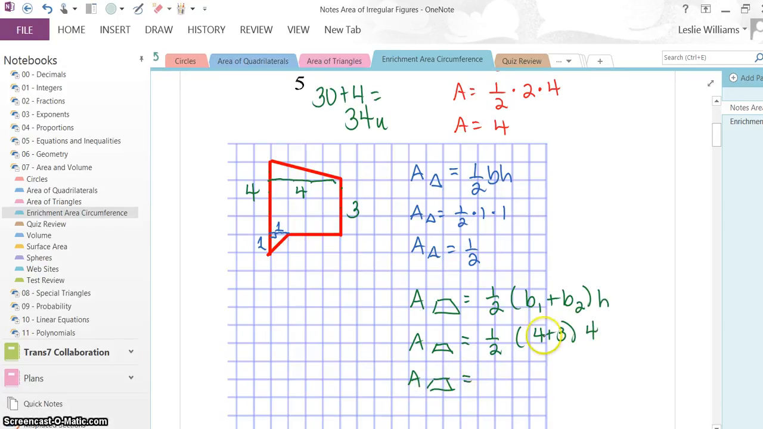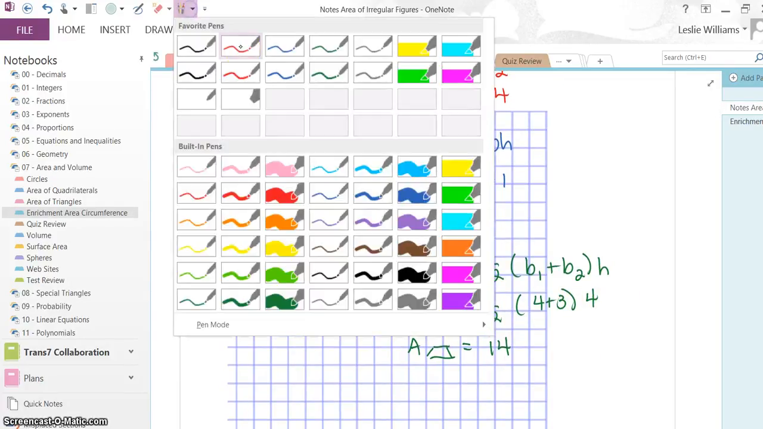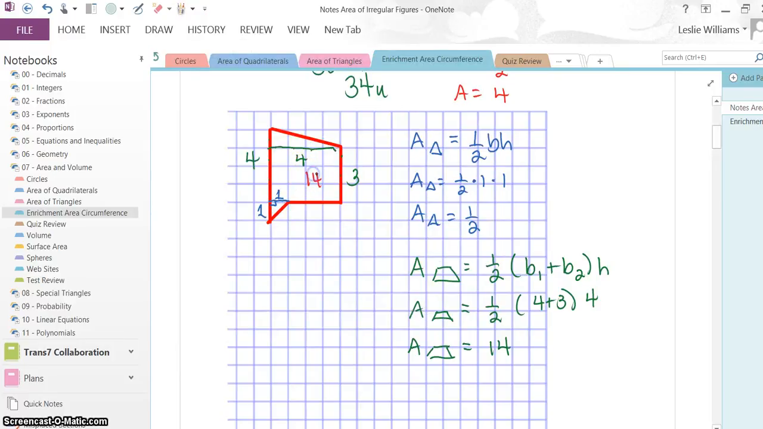So 4 plus 3 is 7. Half of 4 is 2. 2 times 7 is 14. So the area of the trapezoid is 14. So if I add all this together, I have 14 for the area of my trapezoid and 1/2 for the area of my triangle. Therefore, the entire area is 14 plus 1/2, which equals 14.5.